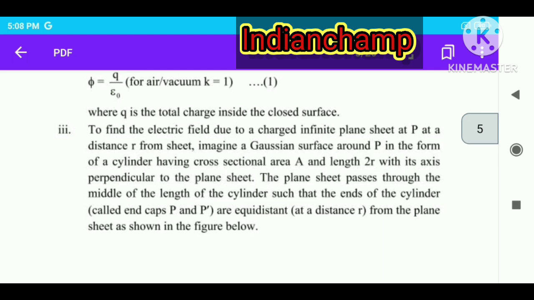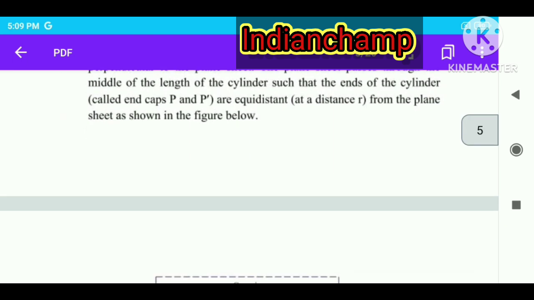Third, to find the electric field due to a charged infinite plate sheet at P at distance r from the sheet, imagine a Gaussian surface around P in the form of a cylinder having a cross section area A and length 2r with its axis perpendicular to the plate sheet. The plate sheet passes through the middle of the length of the cylinder such that the ends of the cylinder, called end caps P and P dash, are equidistant from the plate sheet as shown in the figure below.